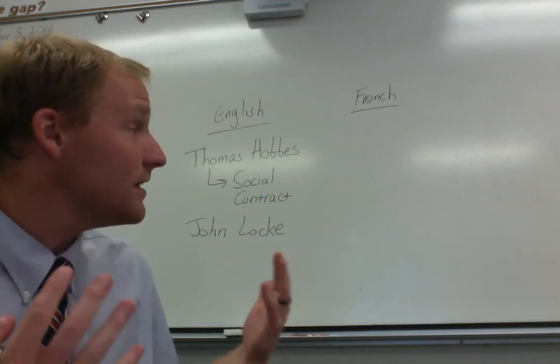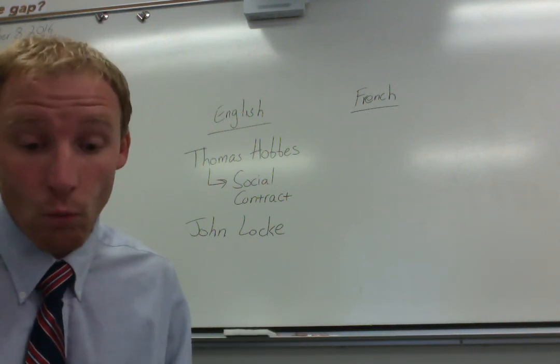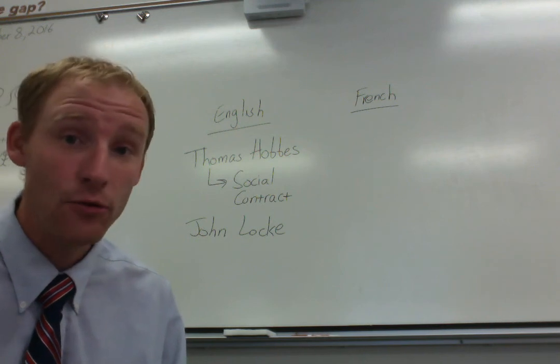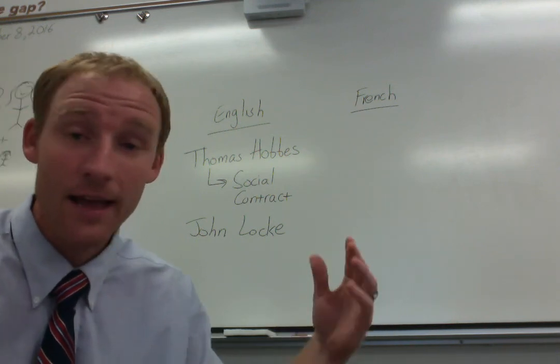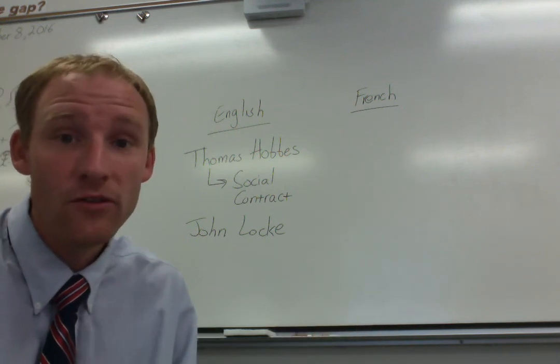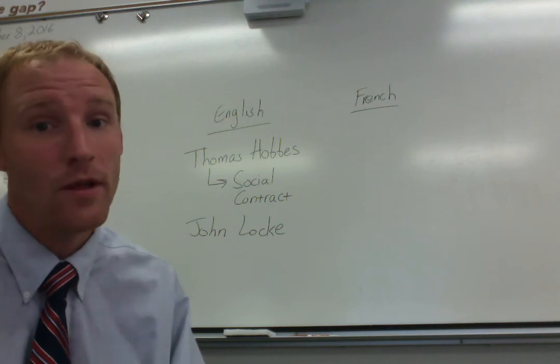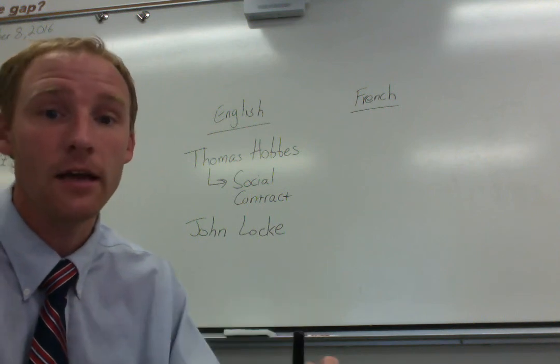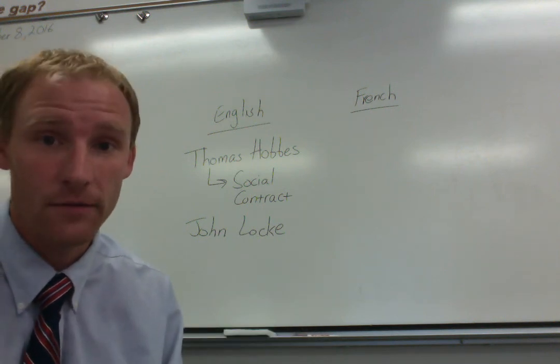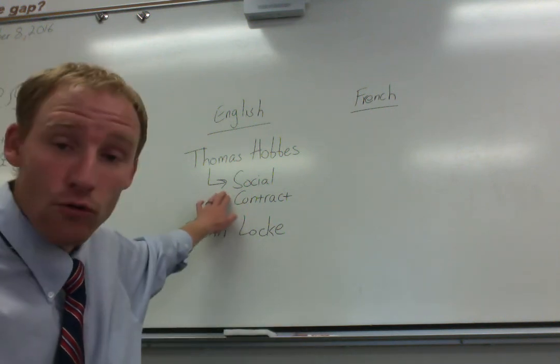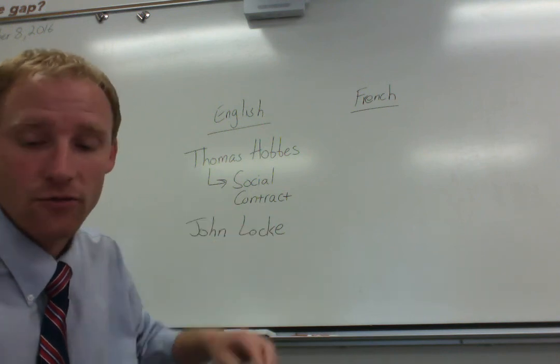So how do we see that in our government today? Well, we have a way to overthrow the government every 2 years. We just do it peacefully. It's called elections. If we don't think the government is doing its job, we can get rid of it. We can vote in new representatives. Okay? So there's the social contract theory. It came from these English thinkers.